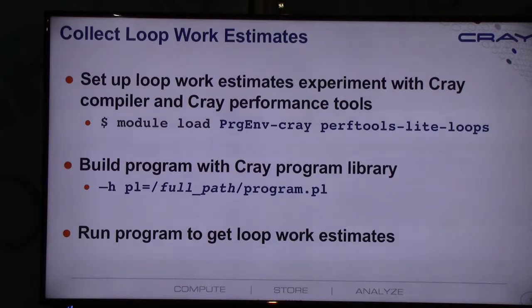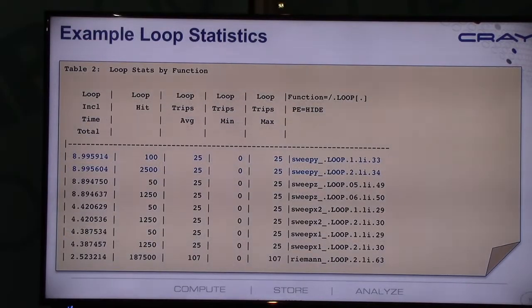An example of the type of information that you get after running your program with this experiment is a sorted list of loops where the top loops on the list are the key ones that you would want to parallelize or attempt to parallelize over the others. So relative to the loops in your application, the ones with the most work in them bubble to the top.